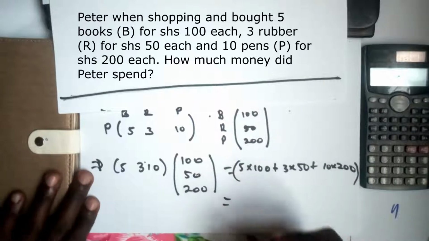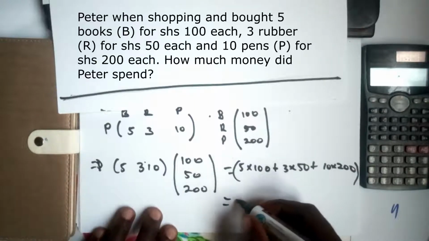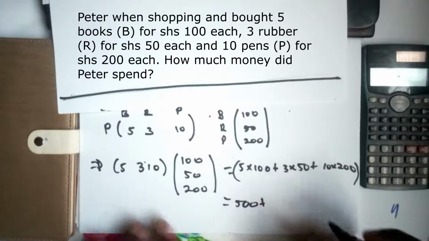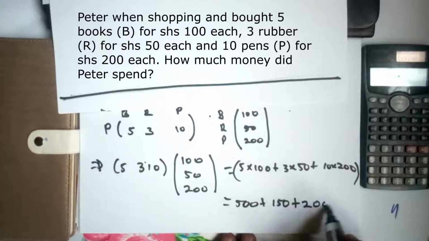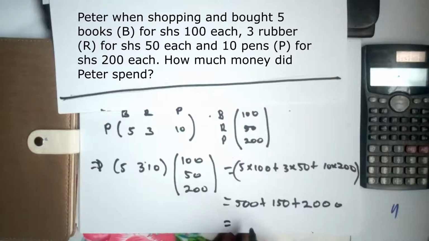which is going to give us 500 plus 150 plus 2000, which is giving us 2650 shillings. So meaning that Peter spent this amount of money to buy the books, the pens and the rulers. So that's what he used.